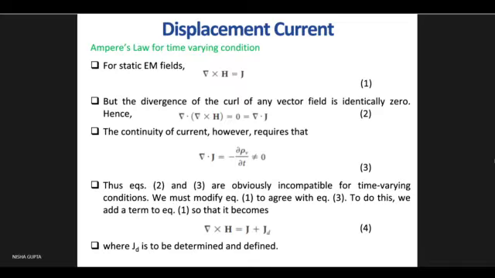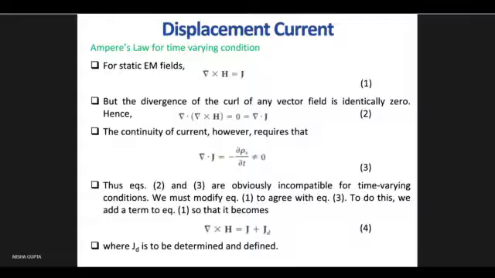Next is a very important topic, which is the displacement current. First, in Faraday's law, we have obtained the expression for the induced EMF for the time varying field. Now we will see Ampere's law for the time varying condition. And from here we will gather the concept of the displacement current. So we all know that del cross H is equal to J for the static electromagnetic field.